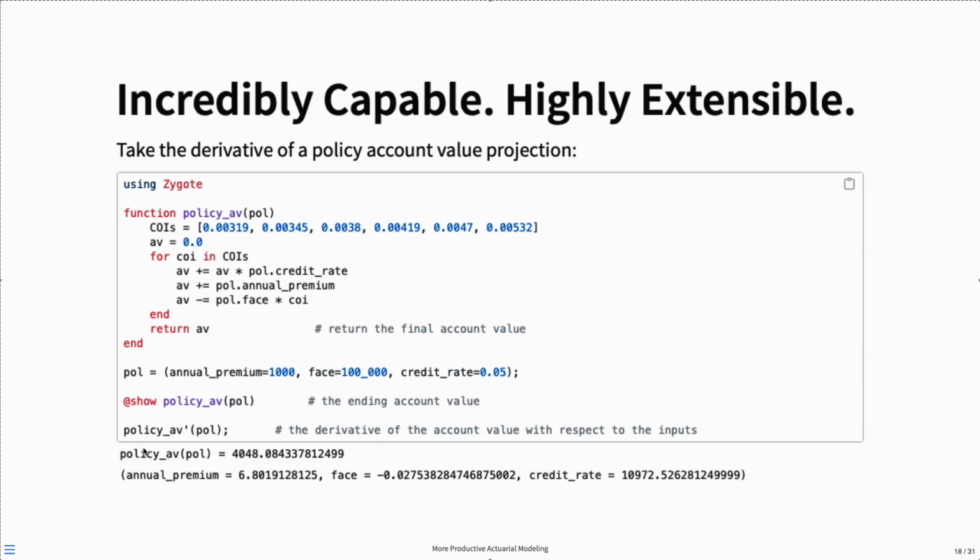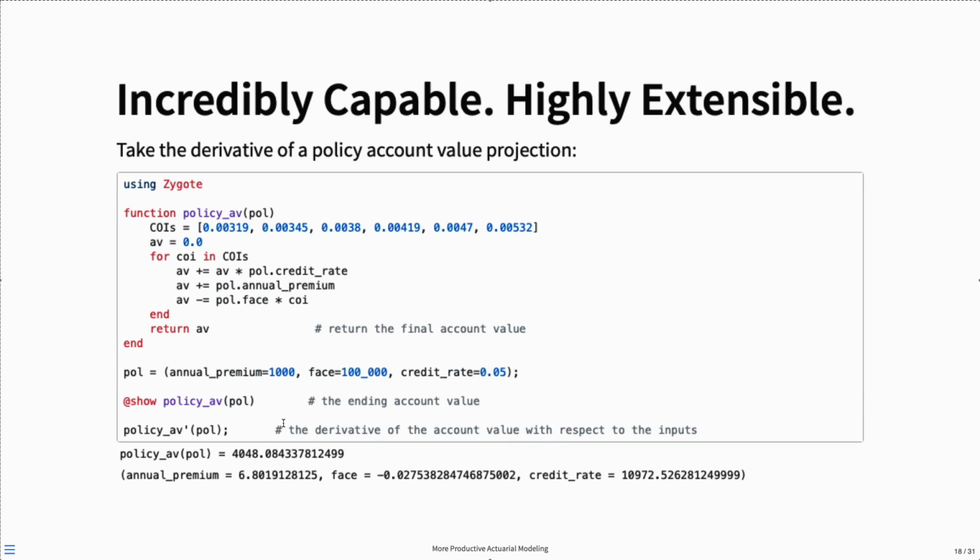Projecting this policy, we see that the ending account value would be $4,048. What we do next is what I find so cool. Using the Zygote library, which is a reverse mode automatic differentiation library, I'll unpack that in just a second, we're able to calculate the derivative of the account value with respect to each of these inputs: annual premium, face amount, and crediting rate.